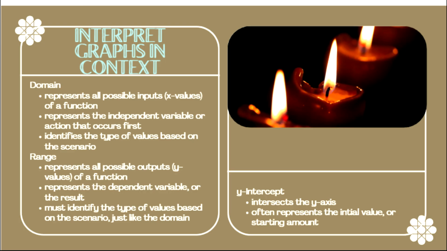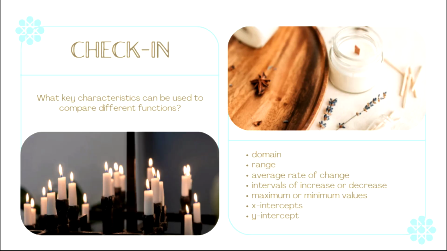The y-intercept intersects the y-axis and often represents the initial value or the starting amount, okay? If you don't know this stuff intuitively, put it in your notes. Here is a check-in. What key characteristics can be used to compare different functions? The domain, the range, the average rate of change or slope, okay? Intervals of increase or decrease, maximum or minimum values, x-intercepts and y-intercepts.